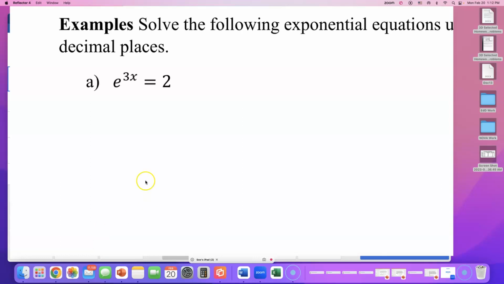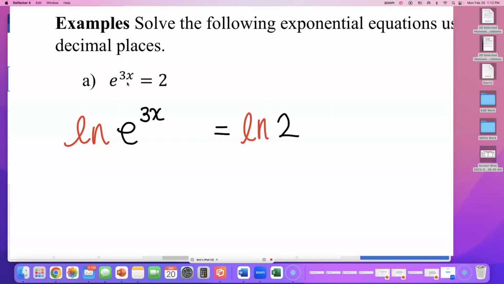But if you have e raised to the 3x power equals 2, how do we solve this, okay? You're not going to divide by 3 or anything, but you will take natural log of both sides. So if you have this e to the 3x equals 2, that's the equation you have, you will take ln of both sides.